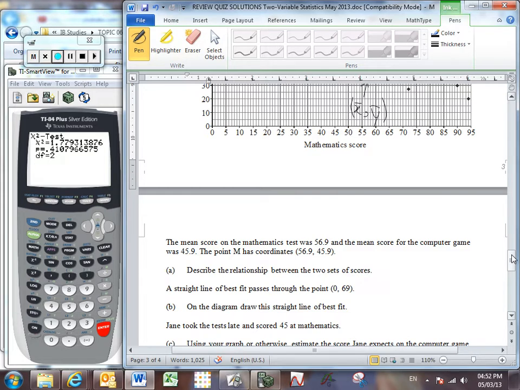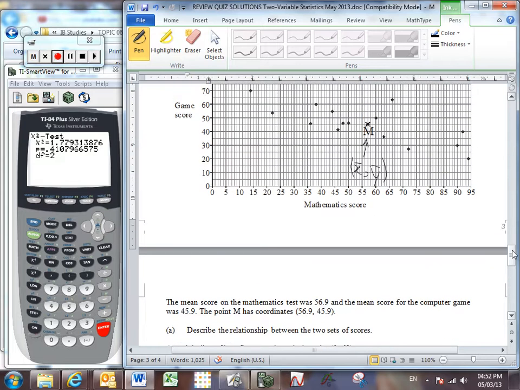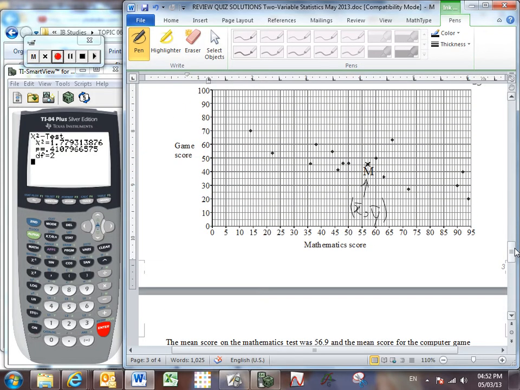Okay, describe the relationship between the two sets of scores. So let's look at the scatter plot. It appears that there's something of a negative correlation, meaning that the better you did as a mathematics score, the lower your game score was. And the higher game scores, people who are good at video games, tend to be not so good at math. That's not surprising. They're probably spending all that time playing games and not doing math homework.